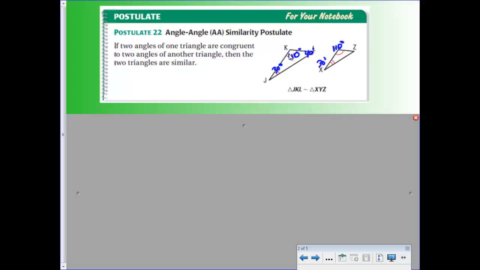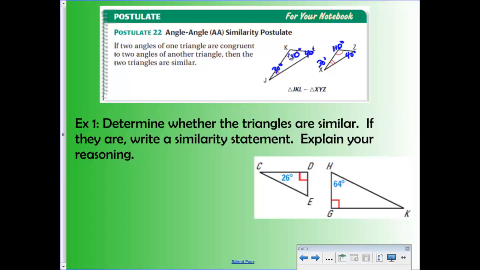If this one's 40 degrees, what's this one? 40 degrees. Check that out. If I know two of them, the third ones have to be the same, and because that's true, our triangles are going to be similar. Look at this example here. It says determine whether the triangles are similar. If they are, write a similarity statement and explain your reasoning.